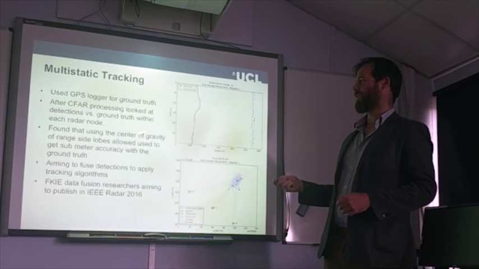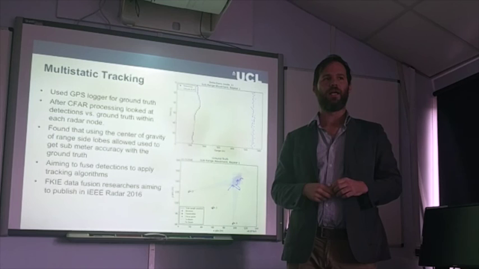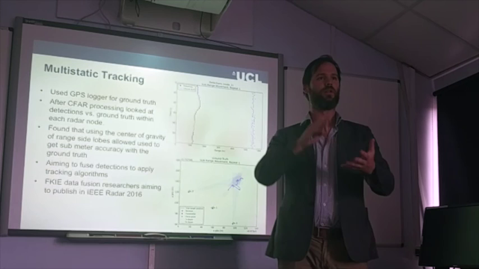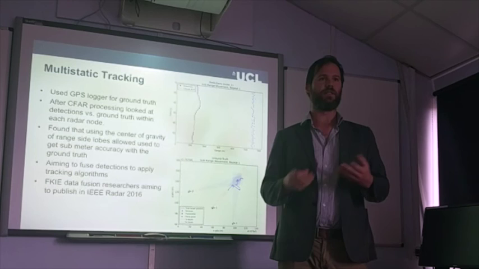We found that using a center of gravity, using all the range side lobes adjacent to the central peak, gave us sub-meter accuracy agreement with the GPS logging information. We're aiming to fuse these detections and see the advantages of using one, two, and three radars, and how the accuracy increases and how the track fidelity increases and things like this. That's an ongoing piece of work that we're doing with Fraunhofer.